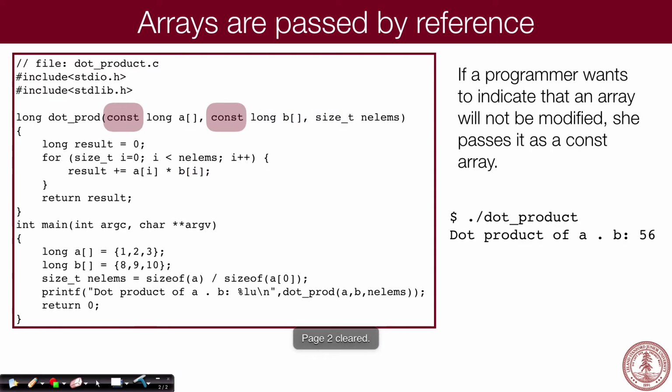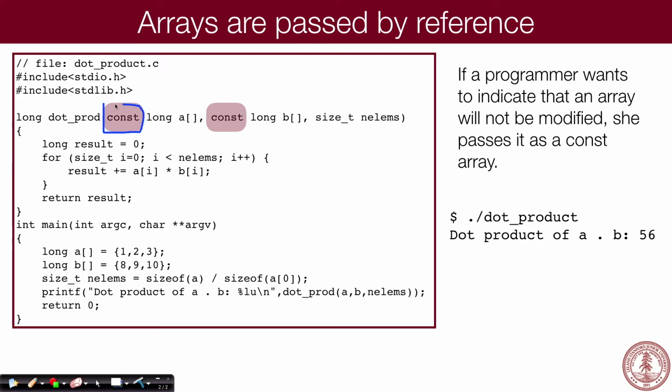Now, when you pass things by reference, that function gets access to your data. What if you don't want the function to change the data? Or even more importantly, you want somebody else using your function to know that your function isn't going to change the data? You can declare them as const.